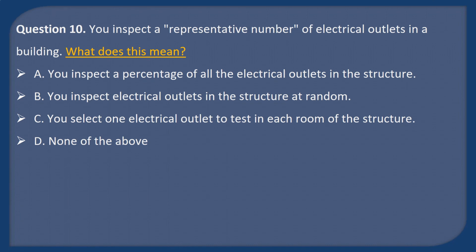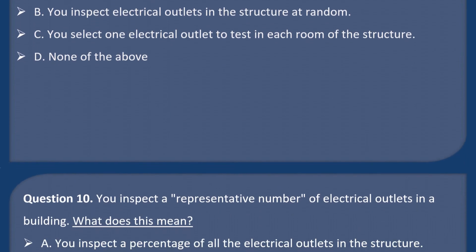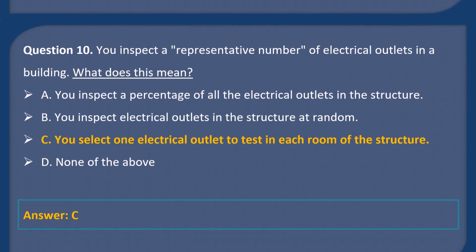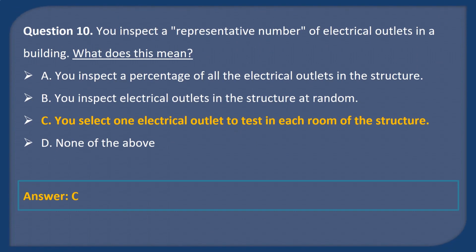Question 10. You inspect a representative number of electrical outlets in a building. What does this mean? A. You inspect a percentage of all the electrical outlets in the structure. B. You inspect electrical outlets in the structure at random. C. You select one electrical outlet to test in each room of the structure. D. None of the above. Answer C.